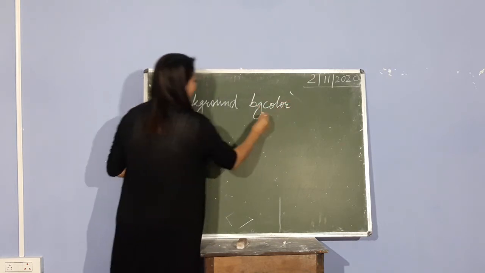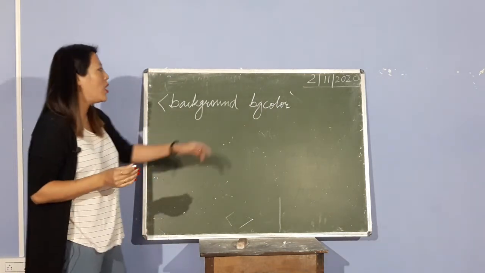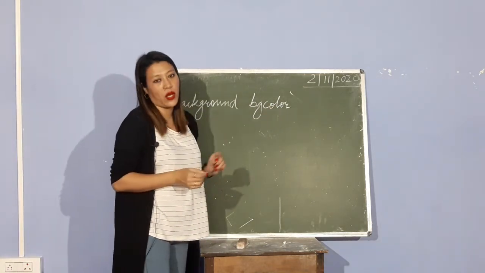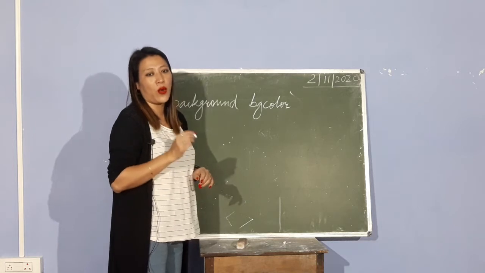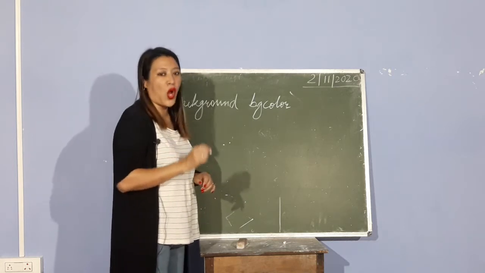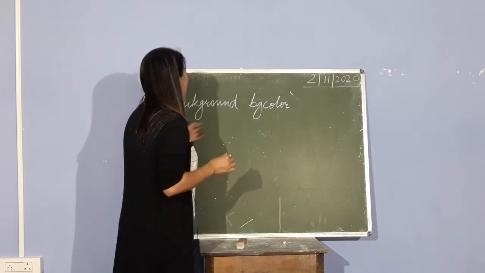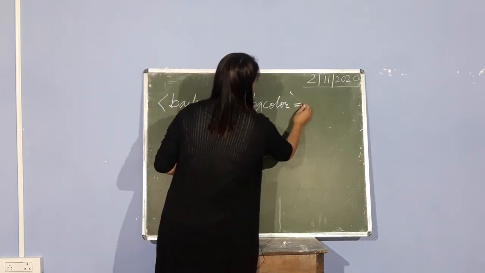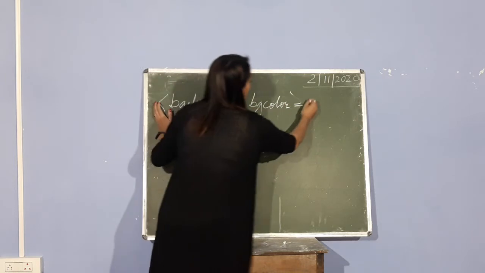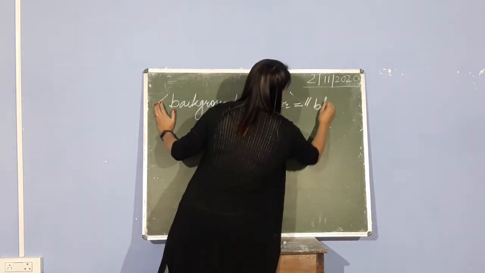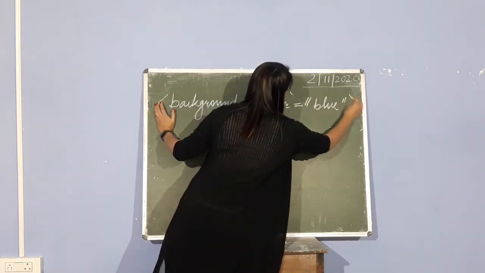BGCOLOR. This is your tag, which you cannot change. You cannot write COLOUR. The spelling COLOUR will be wrong in the computer. So the computer accepts only COLOR. So BGCOLOR equals, this will be a tag, and I'm going to write the attribute BLUE. This will be your attribute.